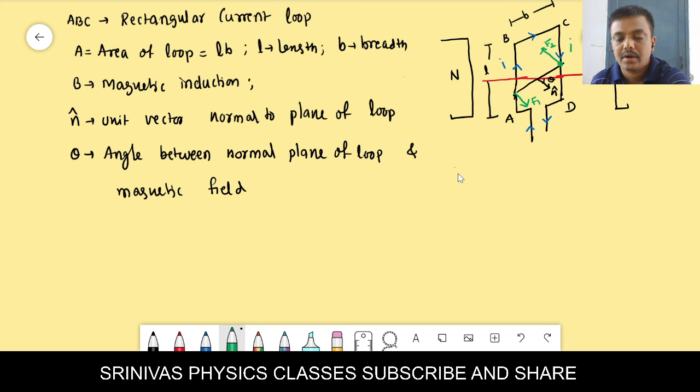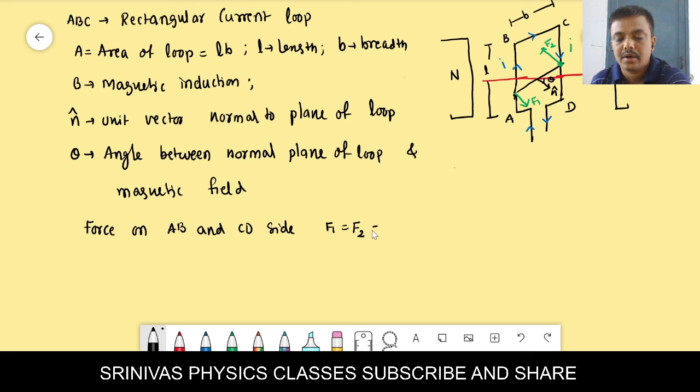Force on the AB side, I want to know. What is the force on the AB side from the figure? What is the force formula for a current carrying wire? Very good. Force on the AB and CD sides will be the same, that is F1 is equal to F2.